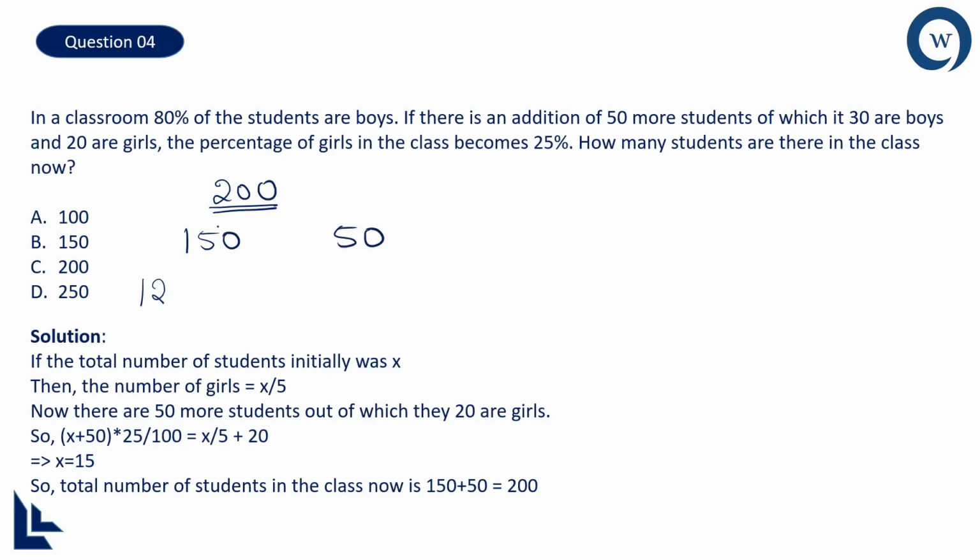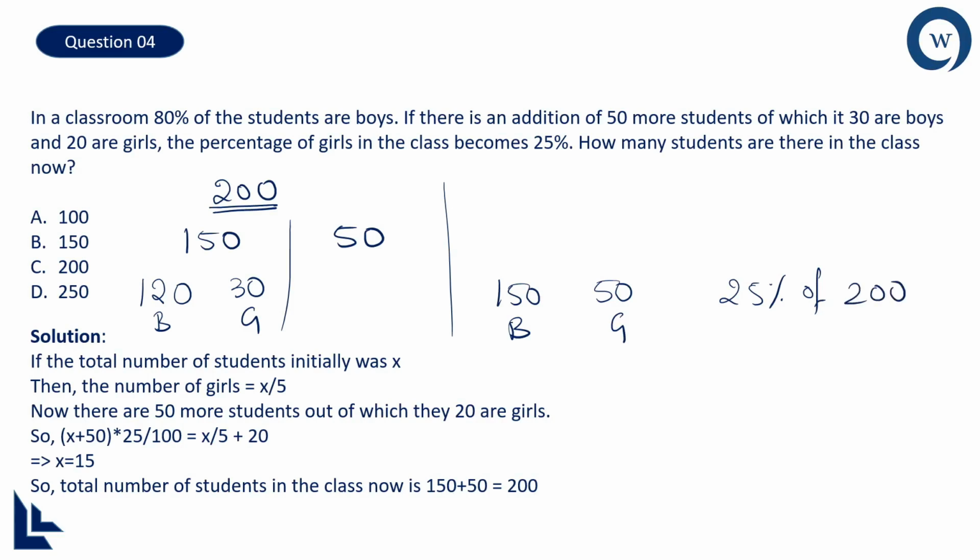Out of this 150, 80% are boys. That means 80% of 150 will become 120. This is the number of boys. And how many will be the girls? Girls will be 30. This is the number of girls. Now after this 50 people have been added, you will have total number of 150 boys and you will have 50 girls. Now you have to check whether 25% of the 200 is 50 or not.